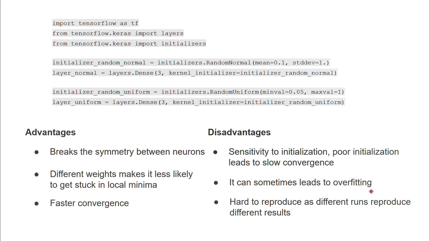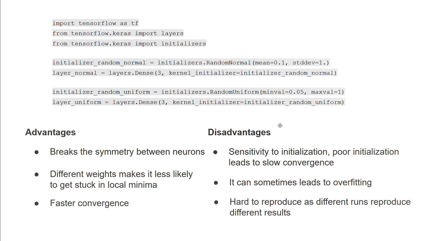It can sometimes lead to overfitting, and it's hard to reproduce, as different runs produce different results. It means when you run the first time, it will be some random value, then you try to test something like repeatability. You run the second run, the result is going to be different, it's never going to be the same, unlike the constant and the zero initialization. That is one disadvantage. And if the values are not initialized properly, it can lead to very slow convergence.